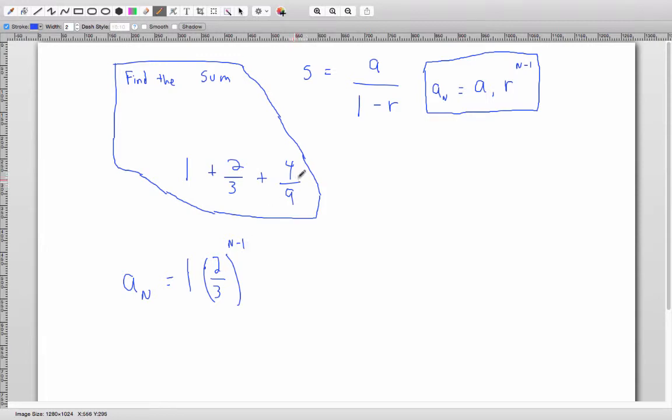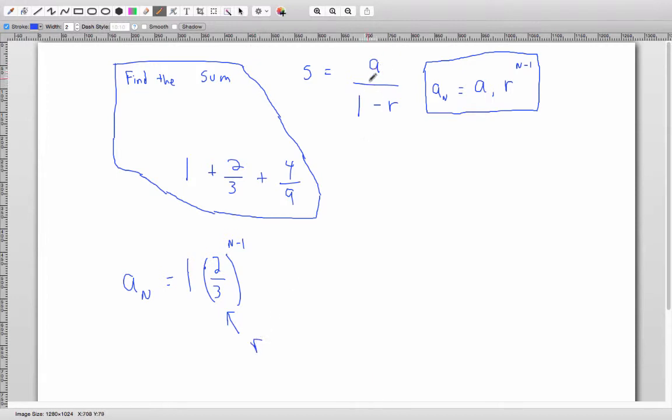If I do the same thing, you're going to square it, because this is going to be 3, you're plugging in for the third term. 3 minus 1 is 2. 2/3 squared is 4/9. 4/9 times 1 is 4/9. So anyway, we did all of that to figure out what r was. So r is equal to 2/3.